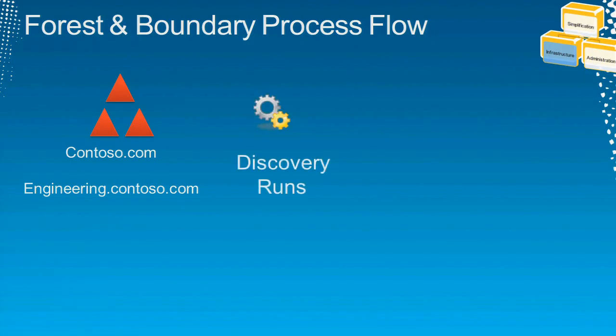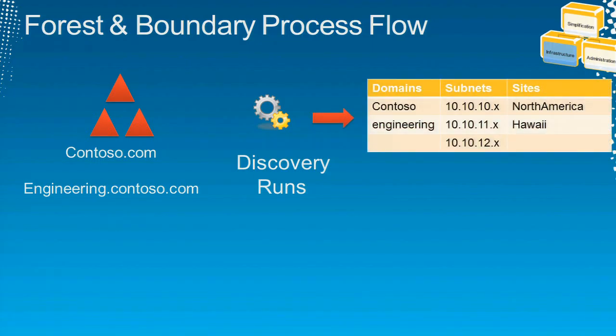So in this case, you enable Active Directory Forest Discovery. It runs, and what it's going to go ahead and discover are the root forest, contoso.com. It's going to discover the domain inside that, engineering.contoso.com. It's going to go ahead and discover all 3 subnets, or in this case 3 subnets, but whatever number of subnets you have, and then the Active Directory sites you have. So you don't have to go in there and worry about fat fingering your IP subnets or typing in the wrong Active Directory site name. We're going to find them for you and show you what we discovered.